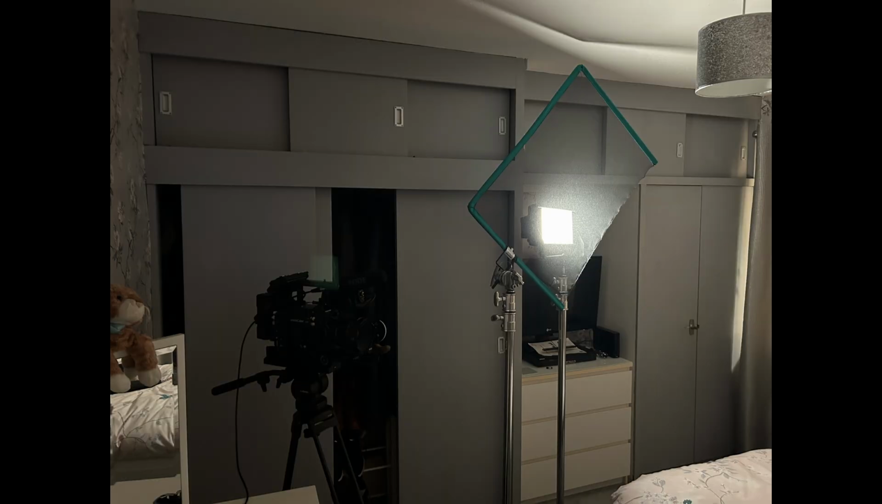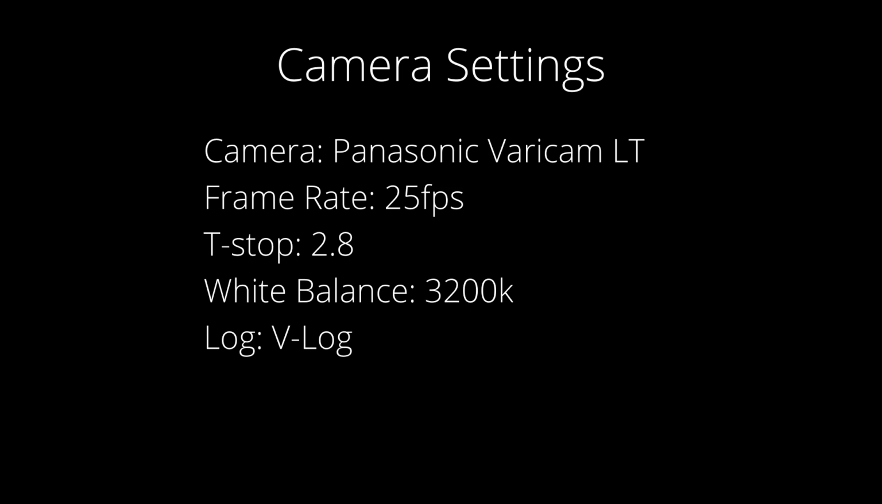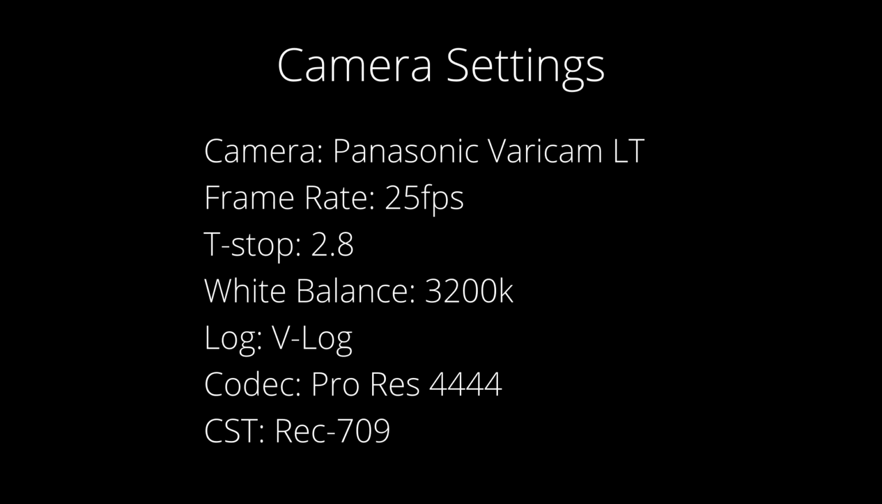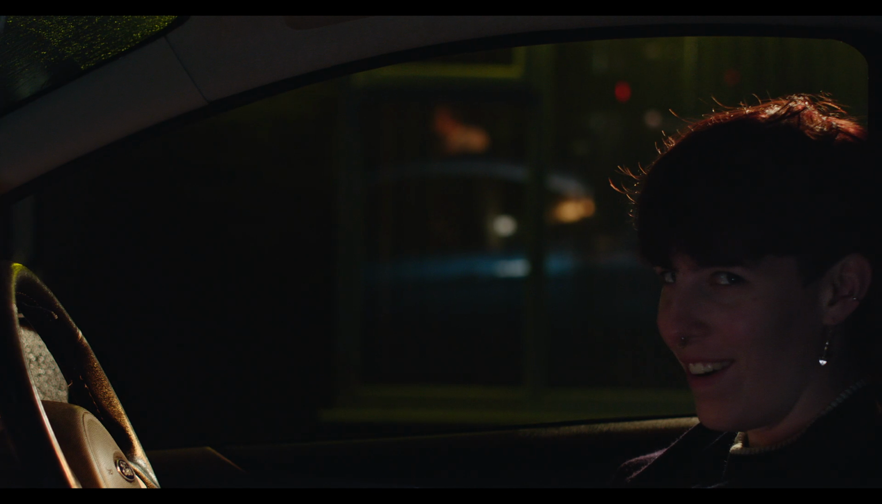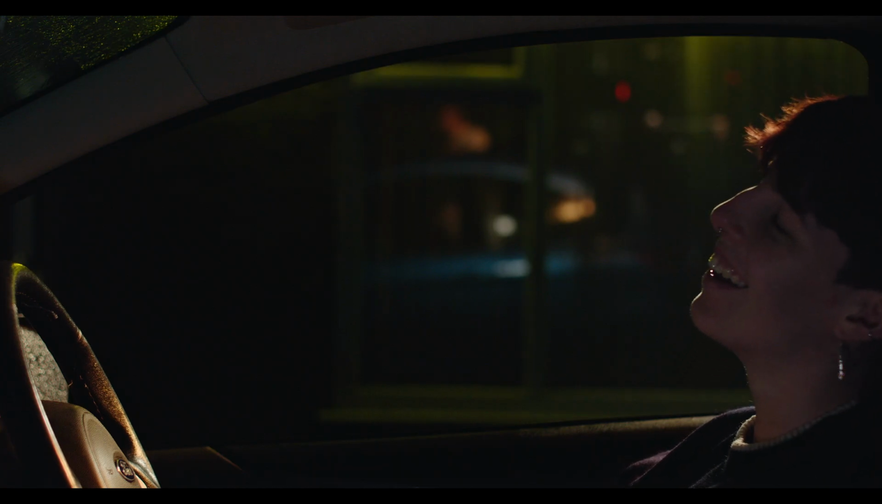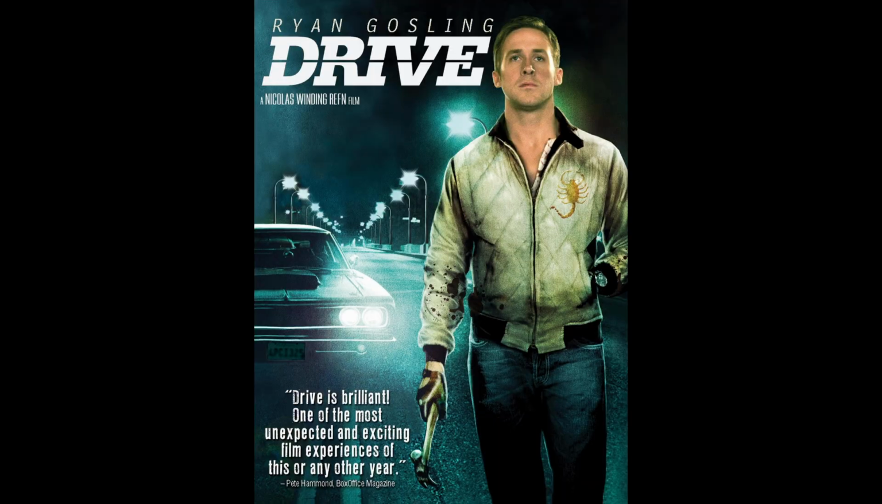This was filmed on a Panasonic VariCam LT in 25 fps with a working t-stop of 2.8, a white balance of 3200 degrees Kelvin with Panasonic V-Log done in ProRes 444 codec, and then a Rec 709 LUT applied at the end. For my shots, I tried to have them all look and feel different to widen my setups. These are, in order shown in the beginning, Hereditary, Whiplash, The Conjuring 2 and Drive.